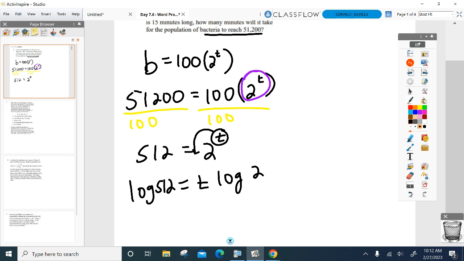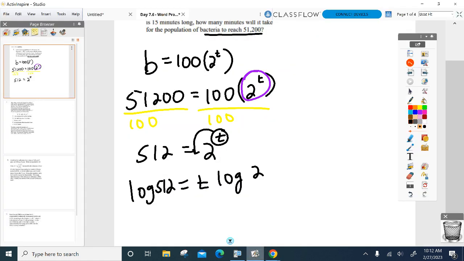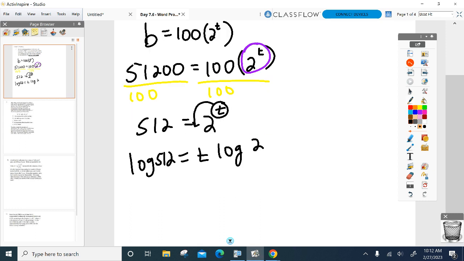All right, still not there yet. How are you getting t by itself? Again, we've done these, so this is a little bit of a review. How do I get t by itself? Divide by the log. Divide both sides by log 2.